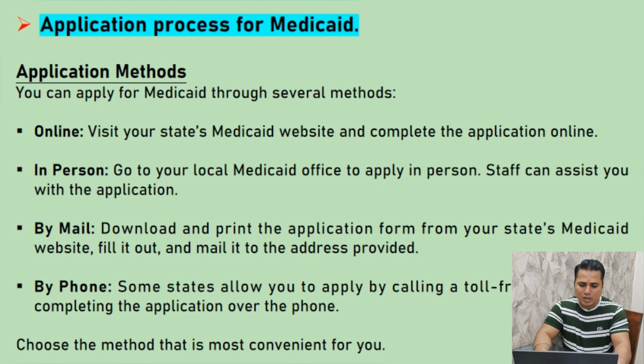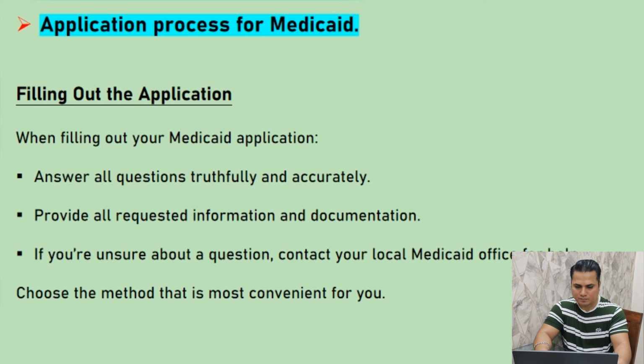By mail: download and print the application form from your state's Medicaid website, fill it out, and mail it to the address provided. By phone: some states allow you to apply by calling a toll free number and completing the application over the phone. Choose the method that is most convenient for you.